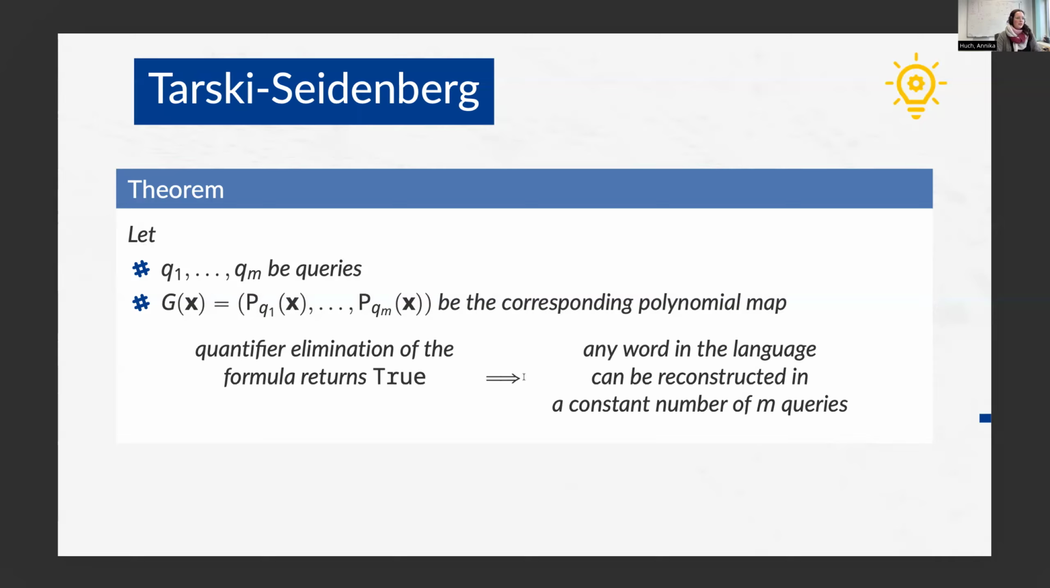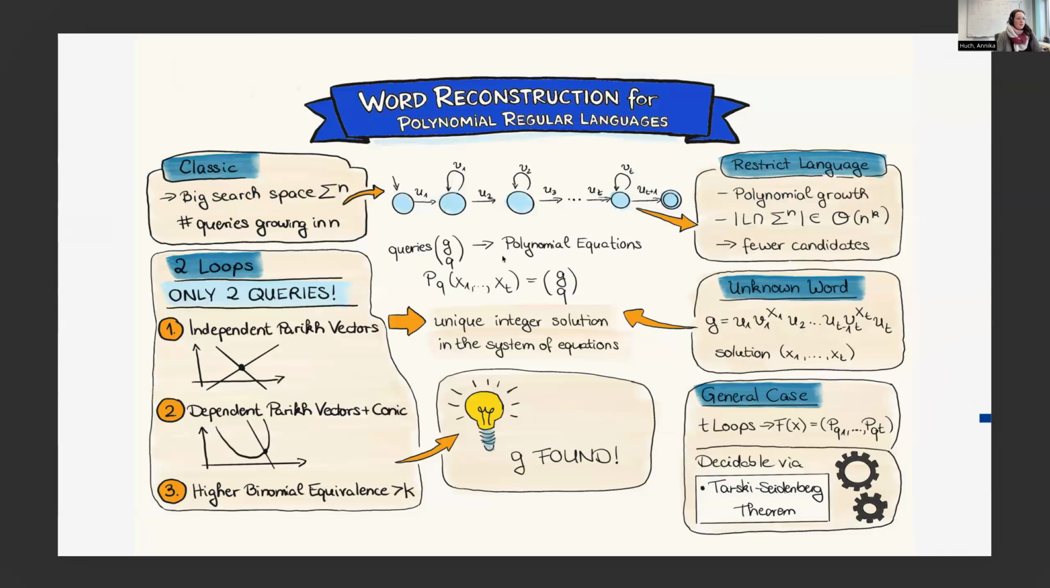Okay. So this is the main result we were able to get for the arbitrary case, or not arbitrary, but for a larger polynomial regular language. And this here is just the overview picture. So what have we done? We took the word reconstruction problem and extended it to the polynomial regular language case. Thus, we knew that the unknown word is of a really specific form, and that we have a unique integer solution to our system of polynomial equations.